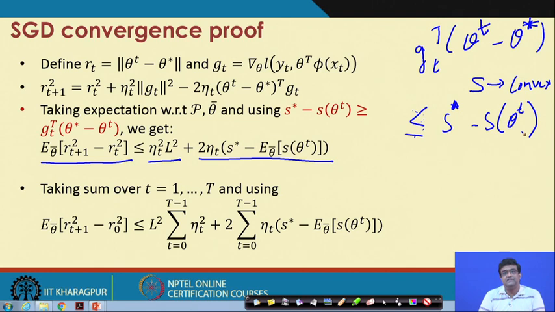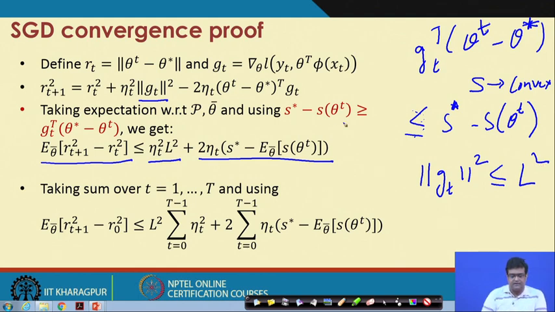So, you see that this is what is written here. If you apply this inequality, the other inequality that you apply is that the norm of G t square is less than or equal to L square. If you apply this, then you get the following inequality.